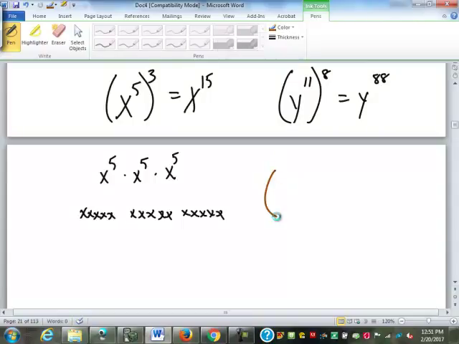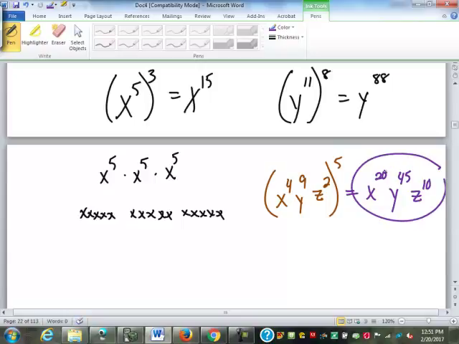And the same goes with multiple variables. I can have x to the 4th, y to the 9th, z squared, all to the 5th power. This is going to be x to the what? 20th. 4 times 5 is 20. Y to the 45th. 9 times 5 is 45. And z to the 10th. Very good.